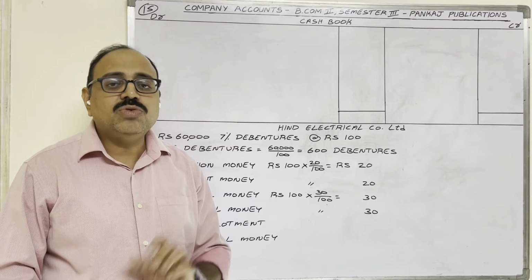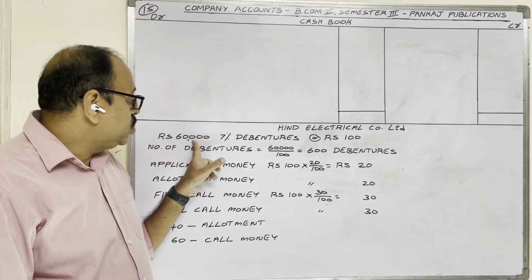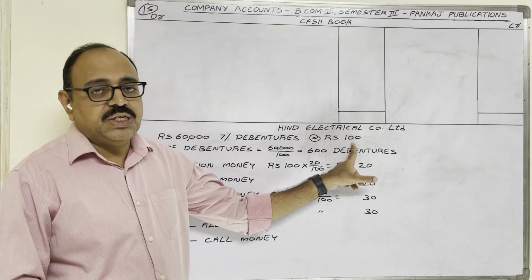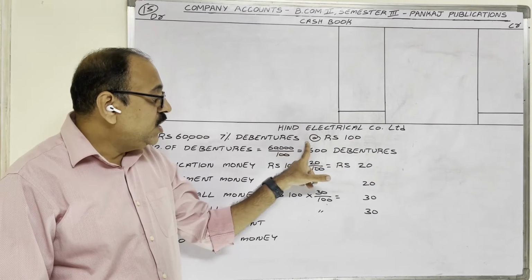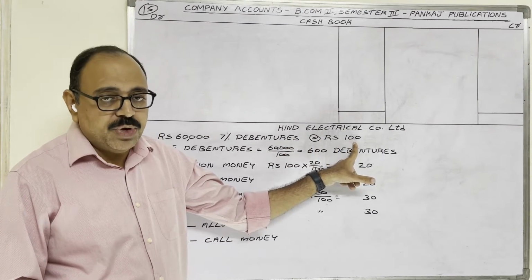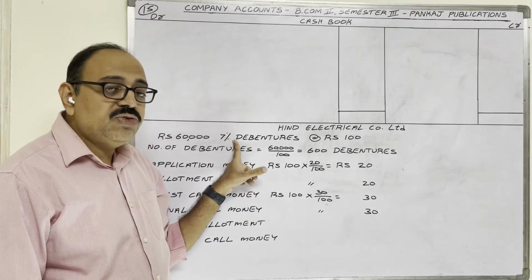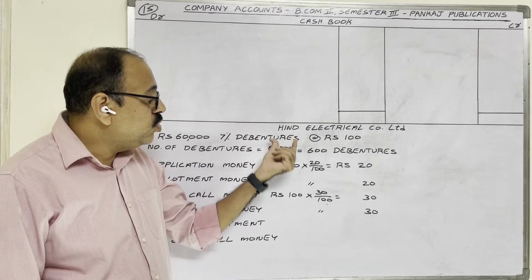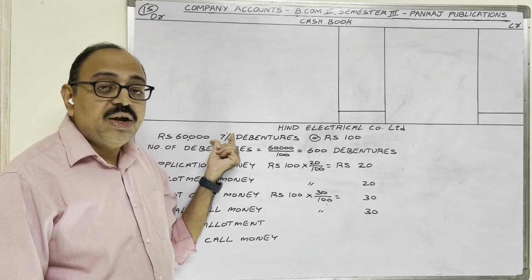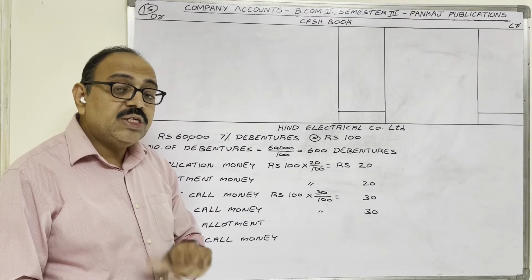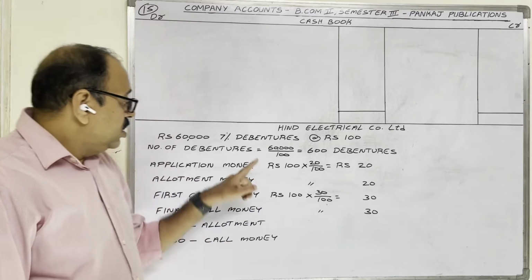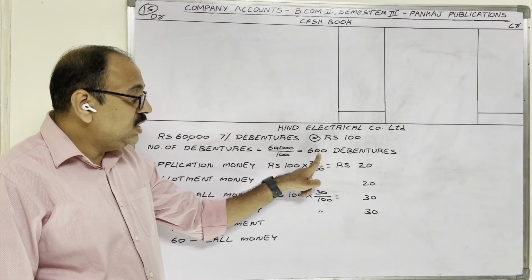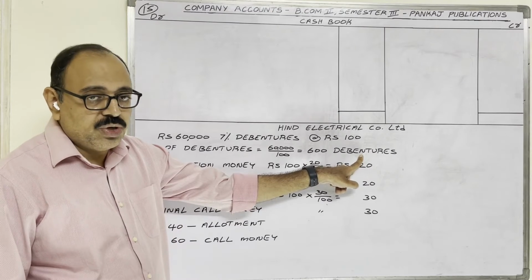For the 60,000 rupees, the company issued 7% debentures at the rate of 100 rupees each. Here, one debenture's face value is 100 rupees, and 7% is the interest rate. So to debenture holders, the company is going to pay 7% interest per annum. Then how many debentures are issued by the company? 60,000 rupees divided by 100 rupees is equal to 600 debentures the company issued.